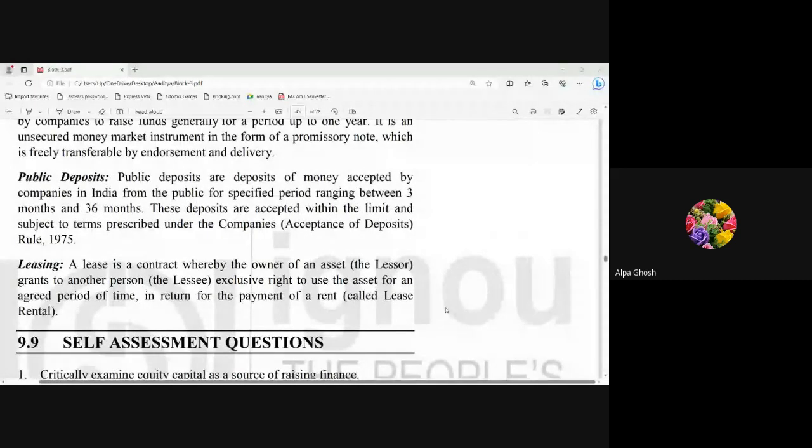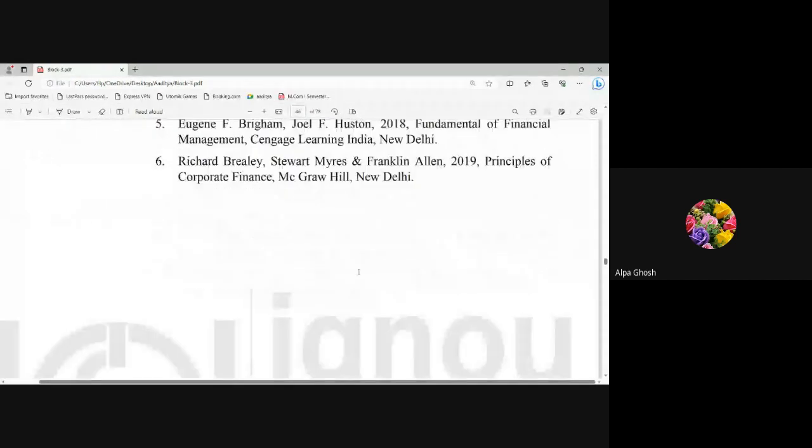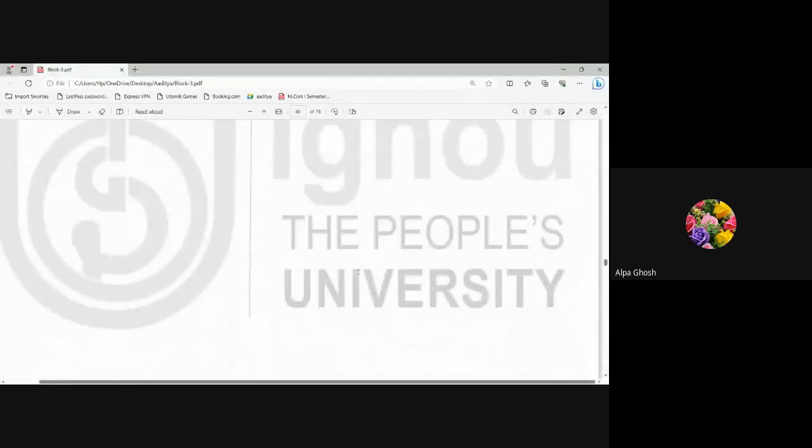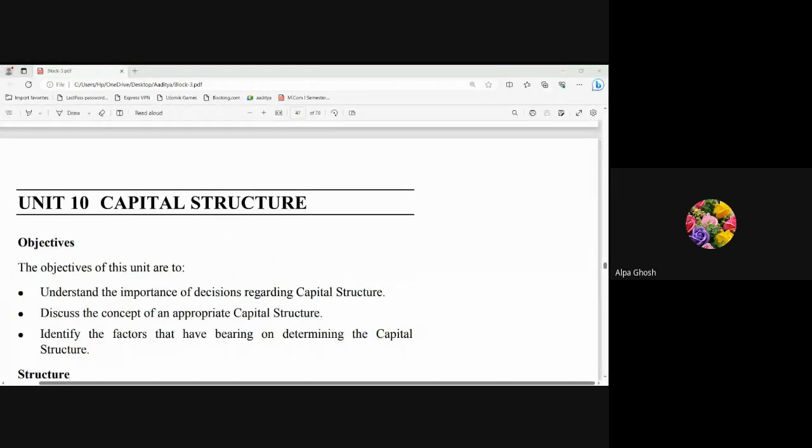So these are the terms. Now we are coming to the next one. The next one is capital structure. Now what is capital structure? Capital structure is the outcome of your sources of fund. So we have different sources of fund, and through different sources of fund, we can raise the fund.